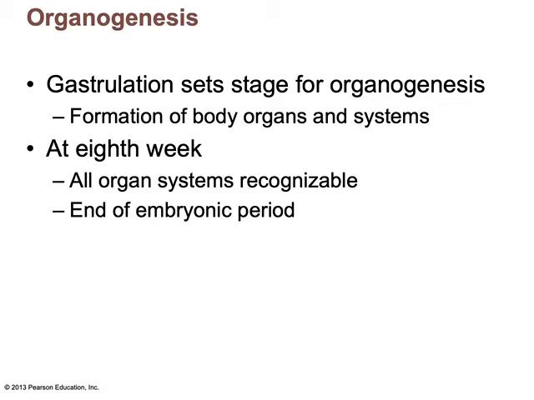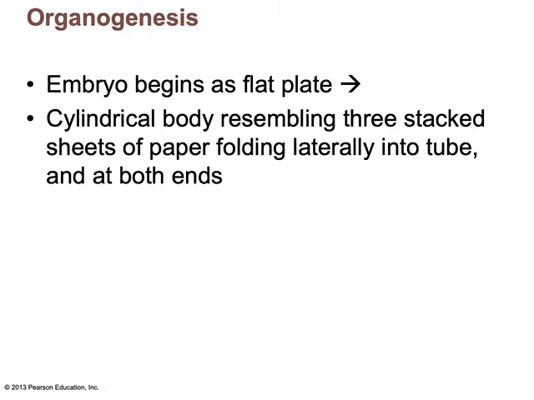Gastrulation generates the three germ layers that are going to contribute to all the organs and organ systems in the developed fetus and neonate. At the 8th week, the organ systems become recognizable, and that's the end of the embryonic period.